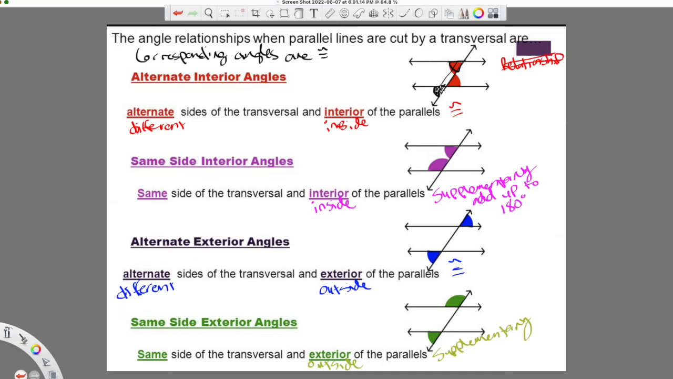So it almost looks like I take this one and kind of scooch it down, or I could take this one and kind of scooch it up like that. But it's kind of like sliding the angle back and forth. Those are corresponding angles. And we can say they're in the same relative position.